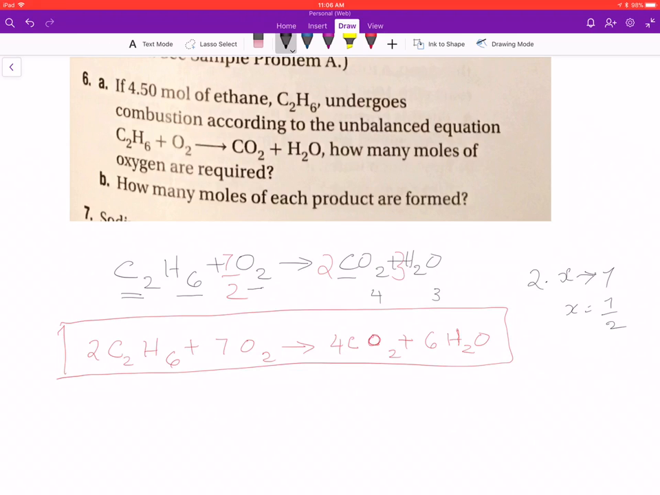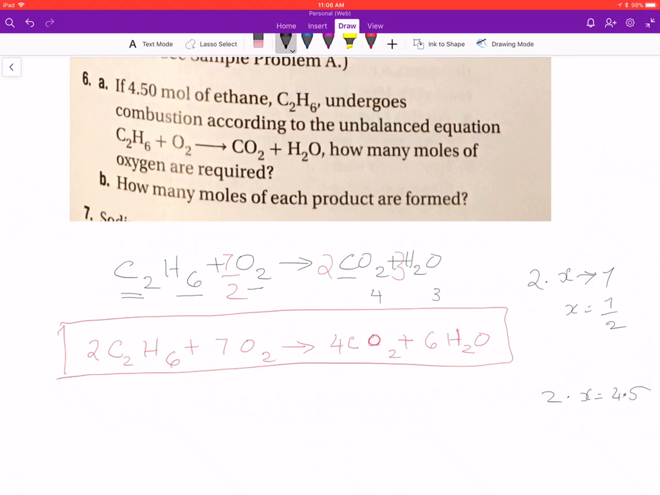But in the question you are asked to use 4.5 moles of ethane. So not 2, 4.5. So how can you make, meaning if you multiply 2 with something, you get 4.5, right? And then multiply exactly the others by the same. Exactly, that's it. So instead of 2, you have to use 4.5, right?